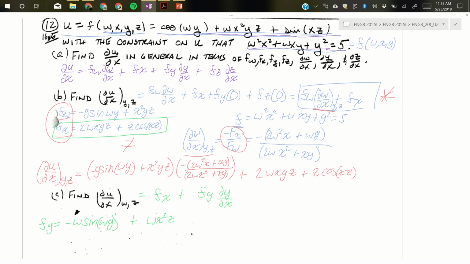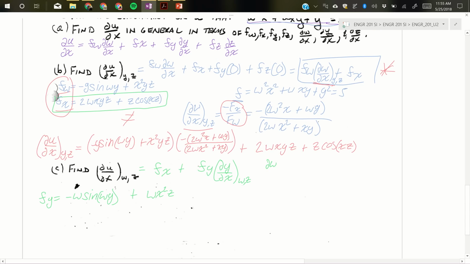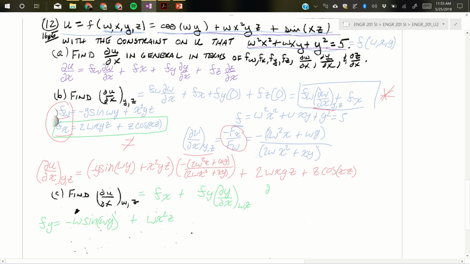That's our f_y. Now we need to solve for partial y with respect to x holding w and z constant. And again, we're going to use our constraint. You always have to solve for this term using your constraint. Again, we can do the same method as before: the partial of y with respect to x holding w and z constant equals the negative f_x over f_y.